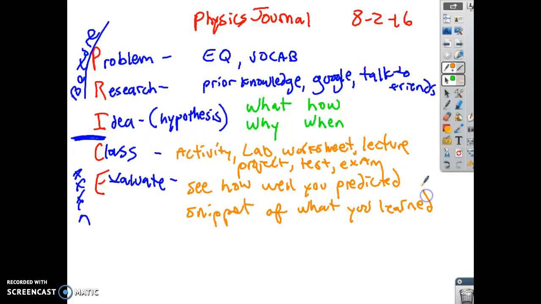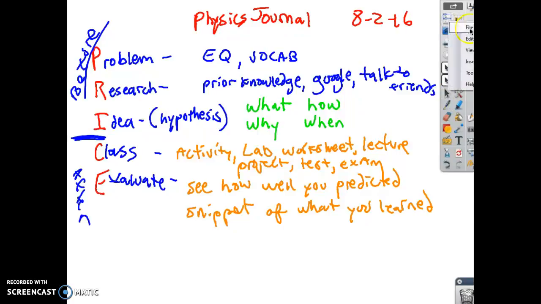And some days, this is going to be a difficult process for you. Some days you're going to struggle with something specific. Other days it'll come a little easier. But as you go through the day, when you learn something new, pull out your journal and go ahead and write it down. You don't have to wait till the end to do it. As you go through class, oh, that's pretty cool, you can go ahead and write it down under the class or evaluate section. All right, so there is the first general overview of how we're going to journal in our physics notebook or in our physics journal.